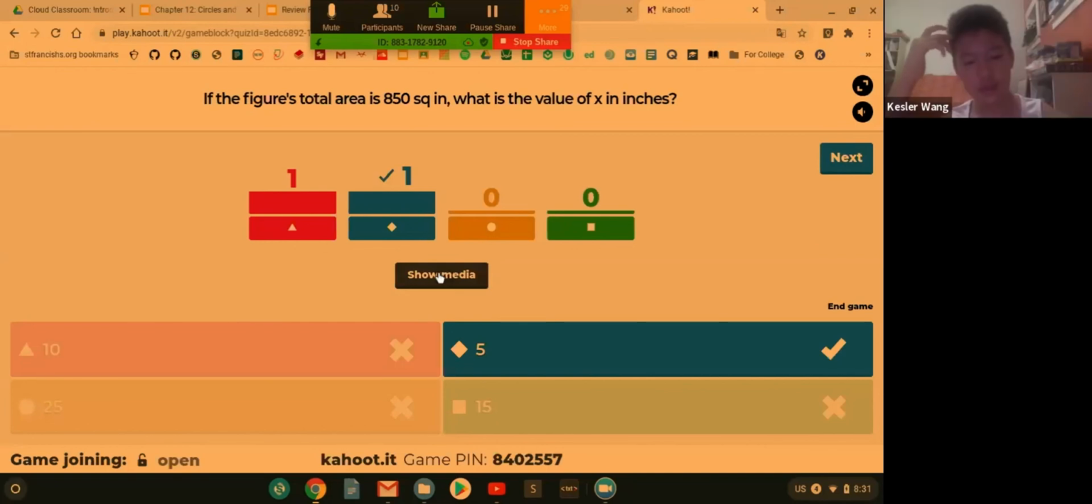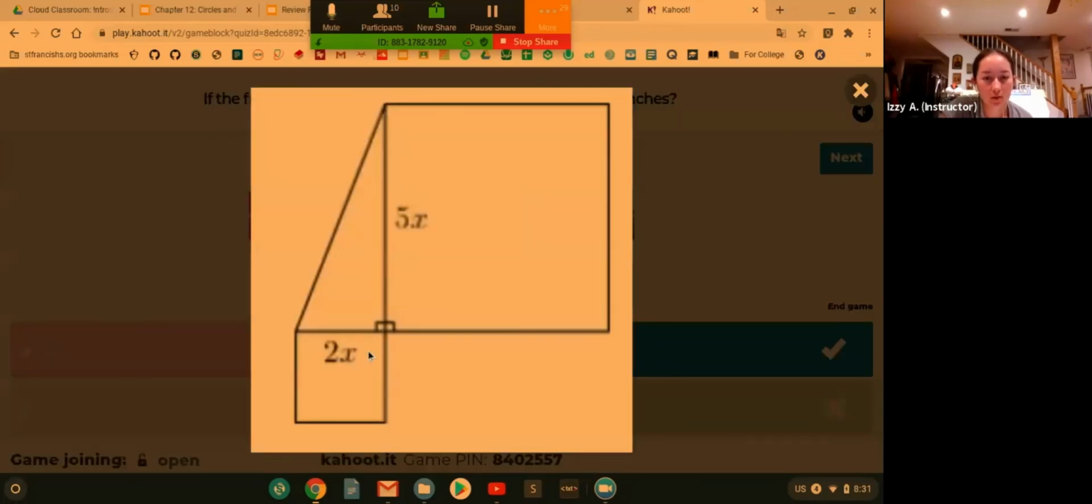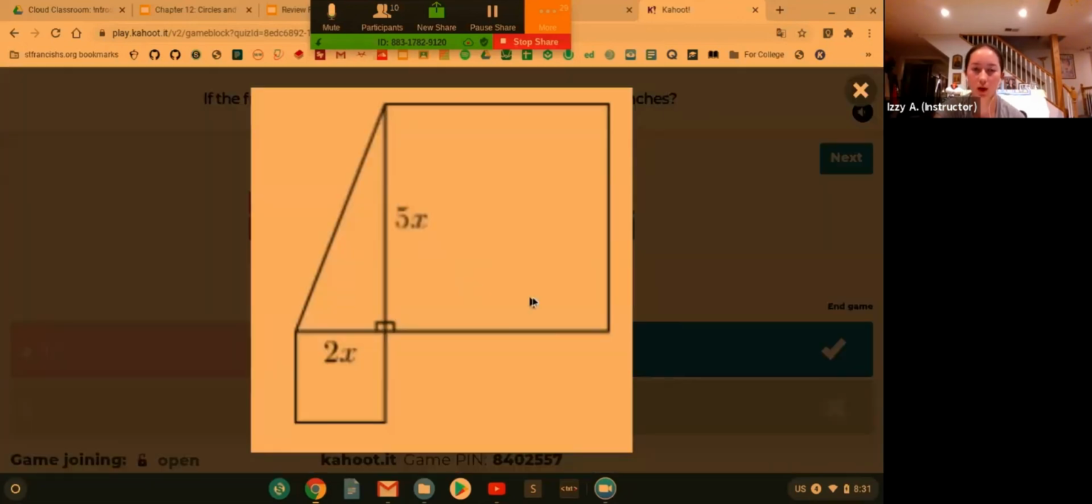I didn't have enough time to solve it. So for this one, you would have figured out, okay, these are two squares and this is a triangle. So you figure out the areas of the two squares and then the one triangle, and you would add them up and set them equal to 850. And then you would have done simple algebra from that point, and then you would figure out x.